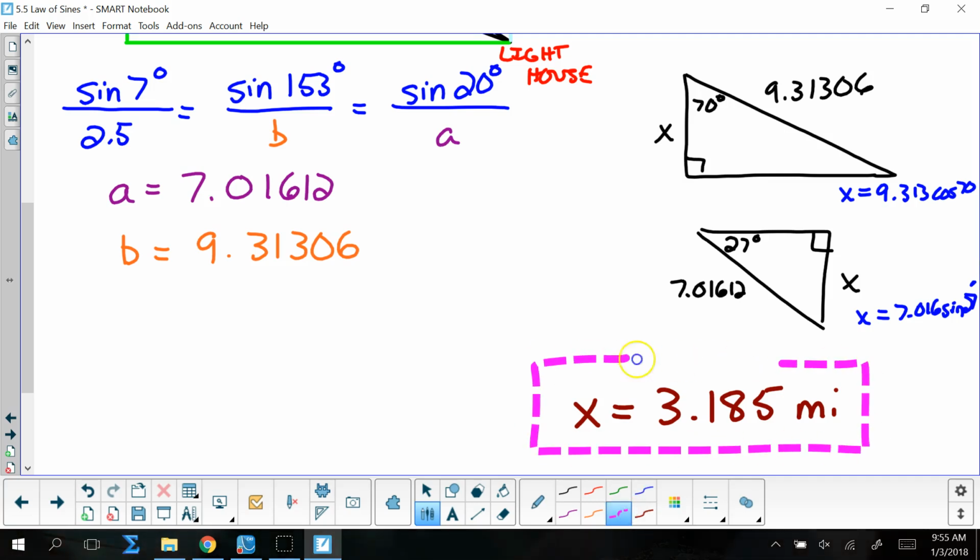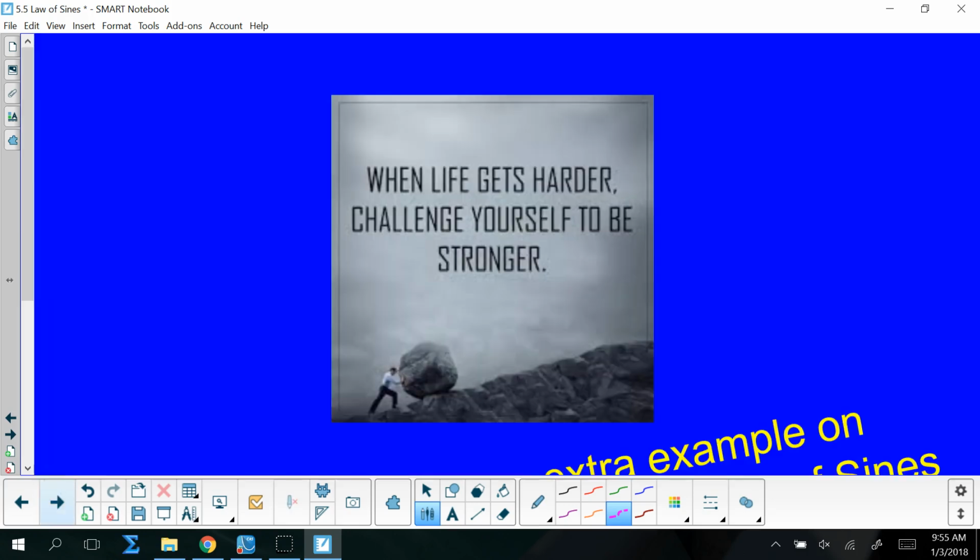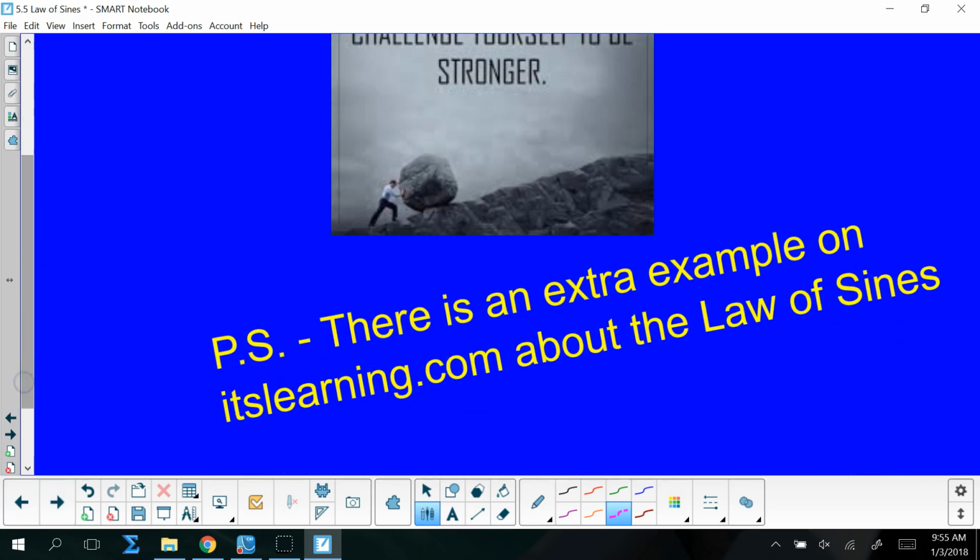Now, I will tell you that this afternoon I will be recording some more examples of these, and I will be putting them on It's Learning this afternoon. So if you're still a little confused with law of sines ones, I'll do a couple more. They're going to come right off of your two worksheets. They're examples 3 on both of those worksheets that I'm going to put on there.